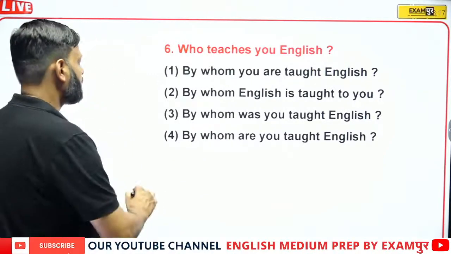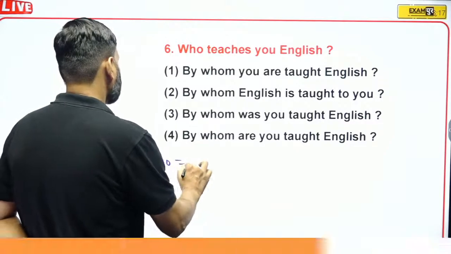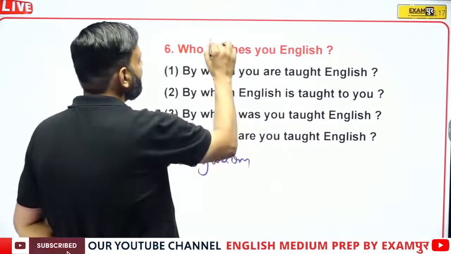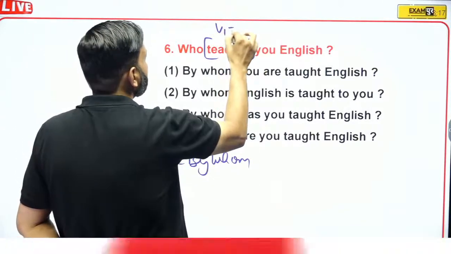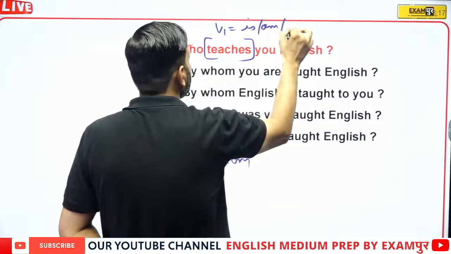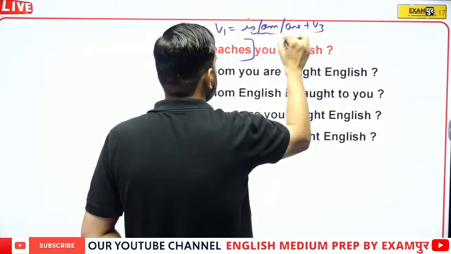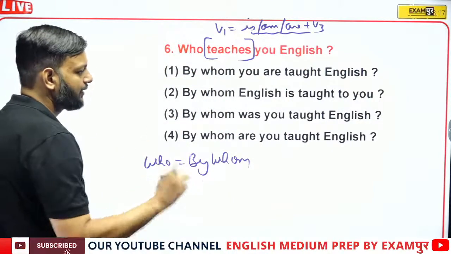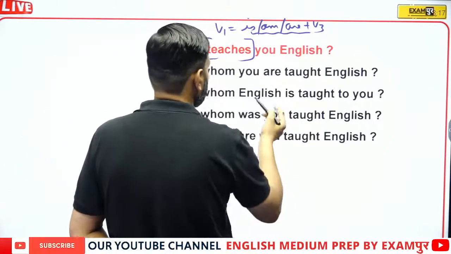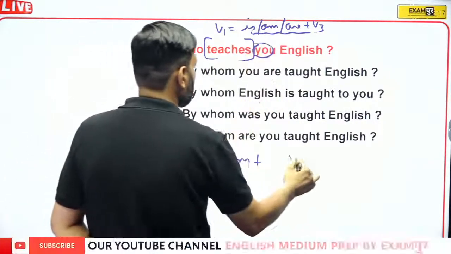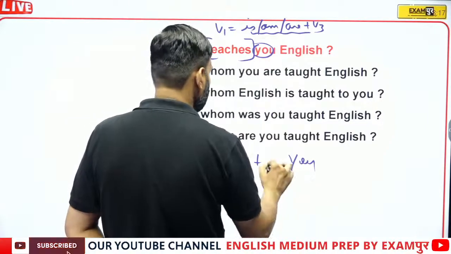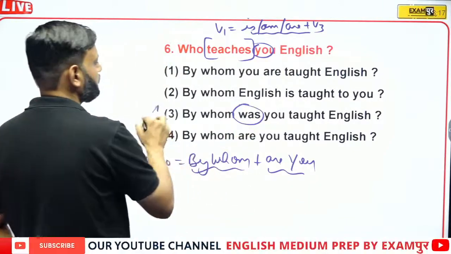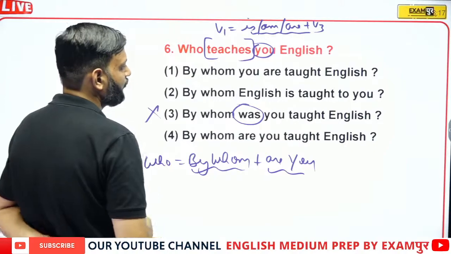See, I have told you that the word "who" has to be changed into "by whom". Now this sentence is in present indefinite tense, and present indefinite tense has to be changed into is/am/are plus V3. So after "by whom", is/am/are plus V3 is required, right? Now the object is "you", so "you" would become the subject and requires "are". So we need "by whom are you". But in this sentence the tense is wrong. Tense is wrong. Okay, "was".